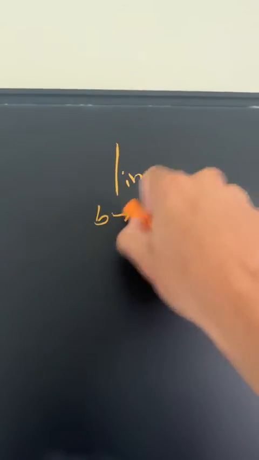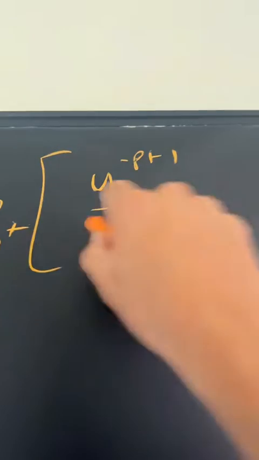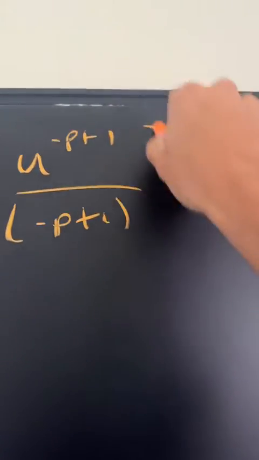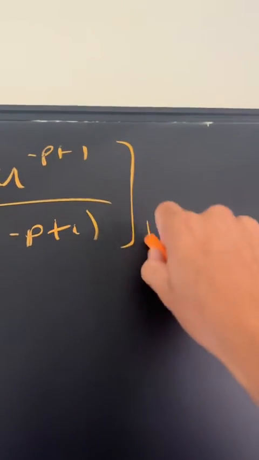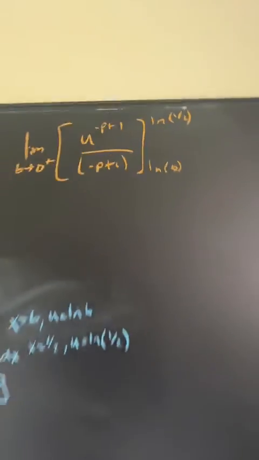So what do we have? We have the limit as b approaches 0 from the right side of u to the negative p plus 1 over negative p plus 1, all evaluated at natural log of b and then natural log of 1/2. So we're going to implement the first fundamental theorem of calculus. Let's go ahead and plug in natural log of 1/2.